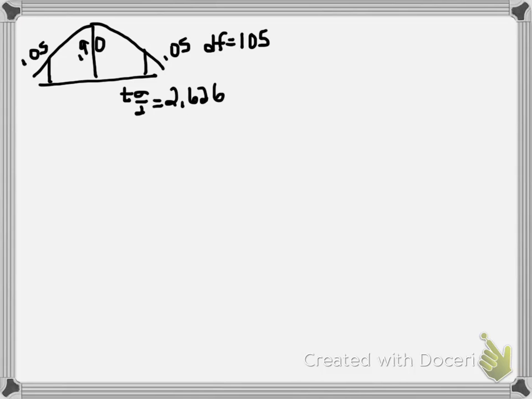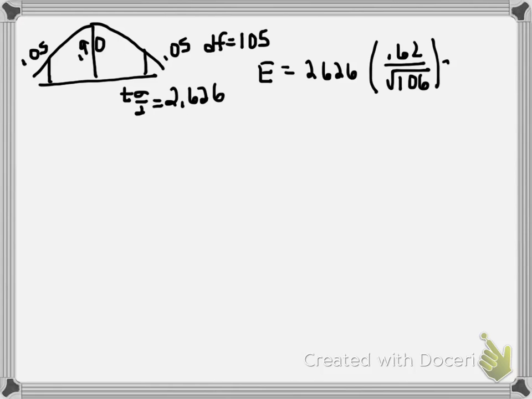And now we can find the margin of error. The error is equal to 2.626 times the standard deviation 0.62 divided by the square root of the sample size, which is 106. The sample mean has 2 decimal places, so we want the margin of error to have 3 decimal places. So rounding e to 3 decimal places, you should get 0.158.